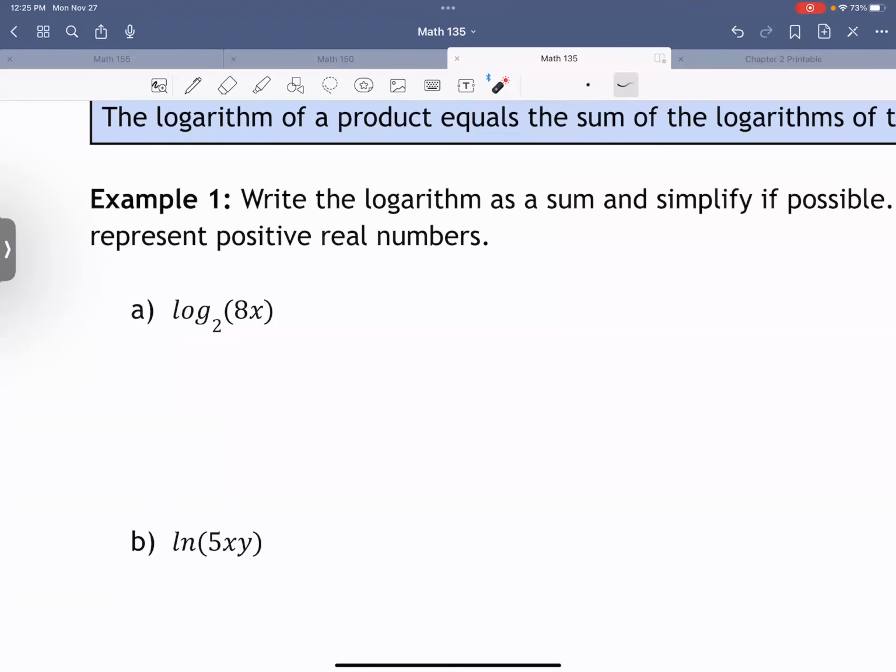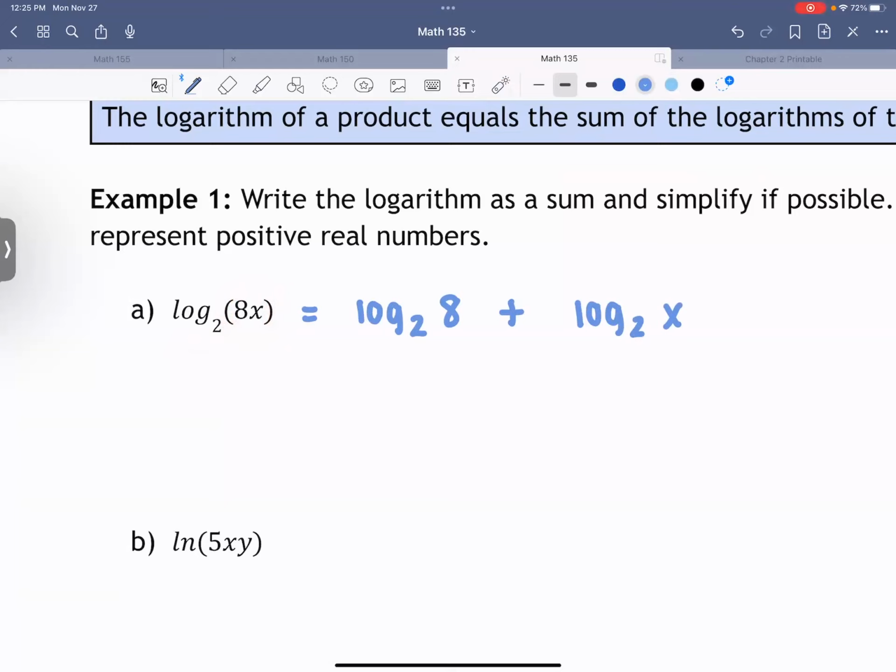If we take a look at this log, I have multiplication on the inside. Since two things are being multiplied on the inside, I can split this up into two logarithms, log base 2 of 8, log base 2 of x, and add them together. Okay, so the multiplication on the inside turned to addition on the outside. Does that kind of make sense?